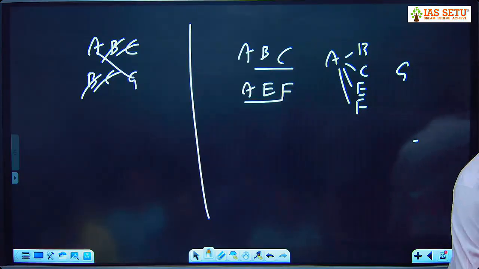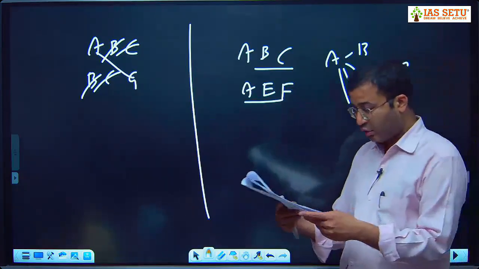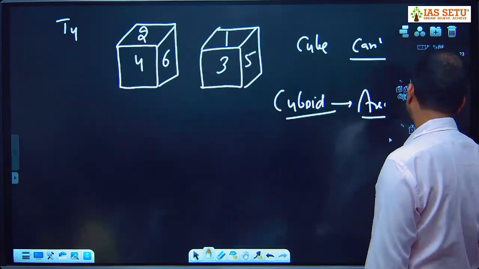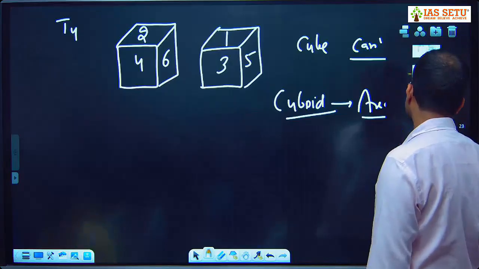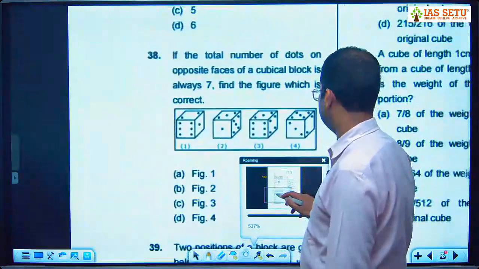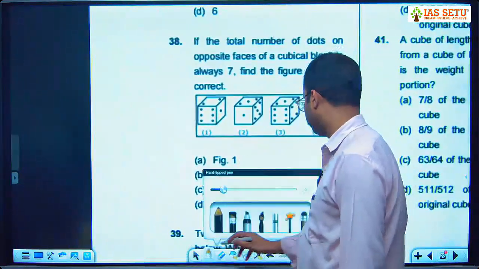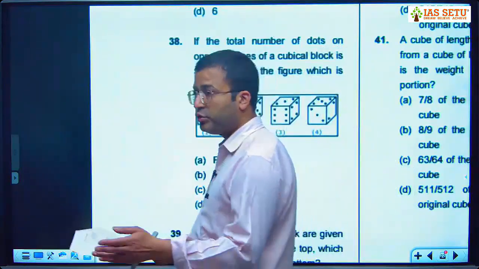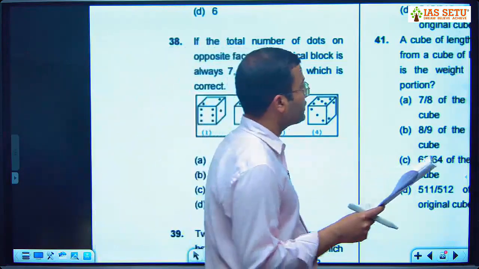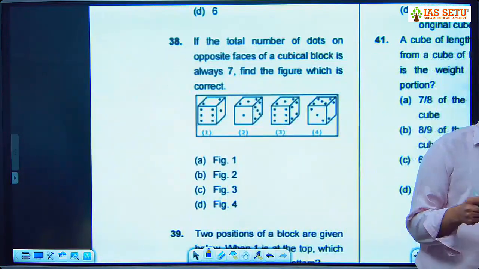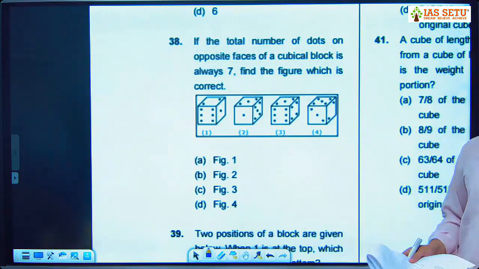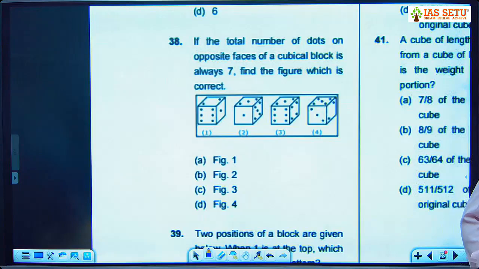ओके, नाउ नेक्स्ट इज क्वेश्चन नंबर 38. First you try. I give you 1.5 minutes. If the total number of dots on opposite faces of a cubical block is always 7, find the figure which is correct. Figure 1, 2, 3, 4. These 4 figures are given. Out of this, we have to see which figure is correct.